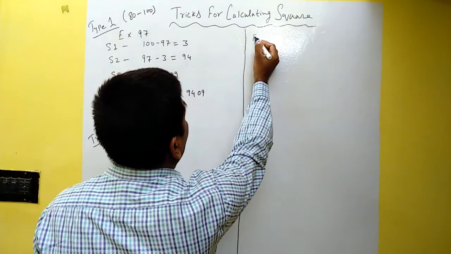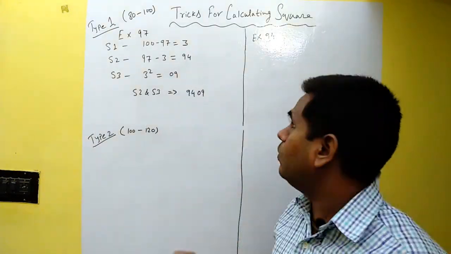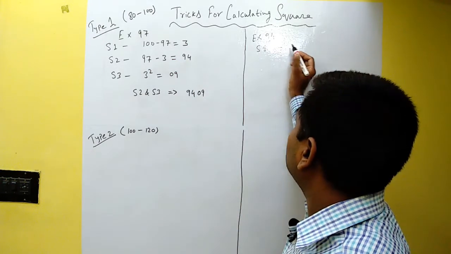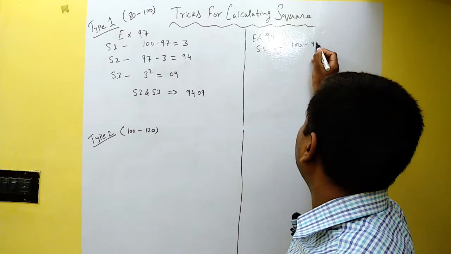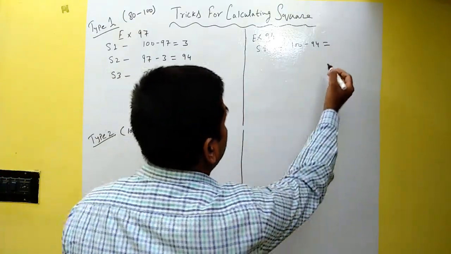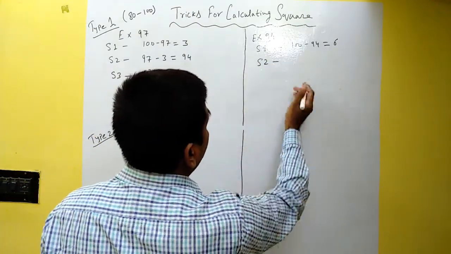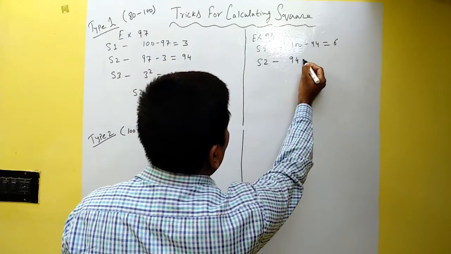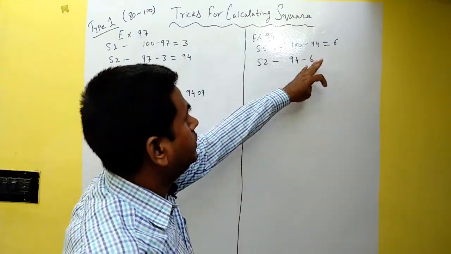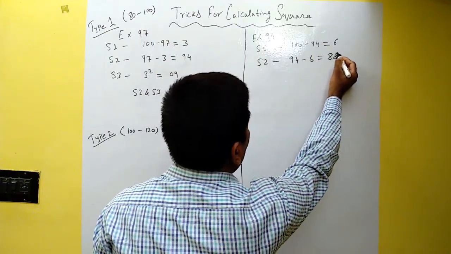In another example, let's say we take 94. Again, as per step 1, we take 100 as the base. So in step 1, we do 100 minus 94, which gives the difference 6. In step 2, this difference we subtract again from 94. So 94 minus 6 gives the result 88.